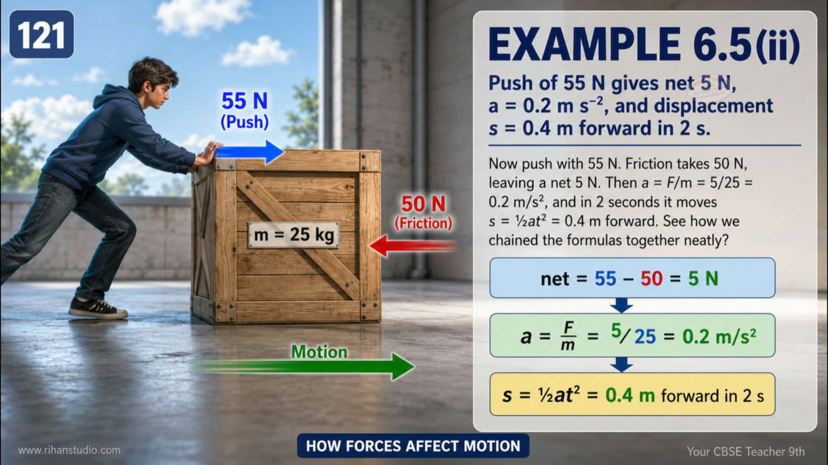Example 6.5, Part 2. Now push with 55 newtons. Friction takes 50 newtons, leaving a net 5 newtons. Then acceleration equals force over mass, that is 5 over 25, giving 0.2 meters per second squared. And in 2 seconds, it moves s equals 1/2 at squared, giving 0.4 meters forward. See how we chained the formulas together neatly?